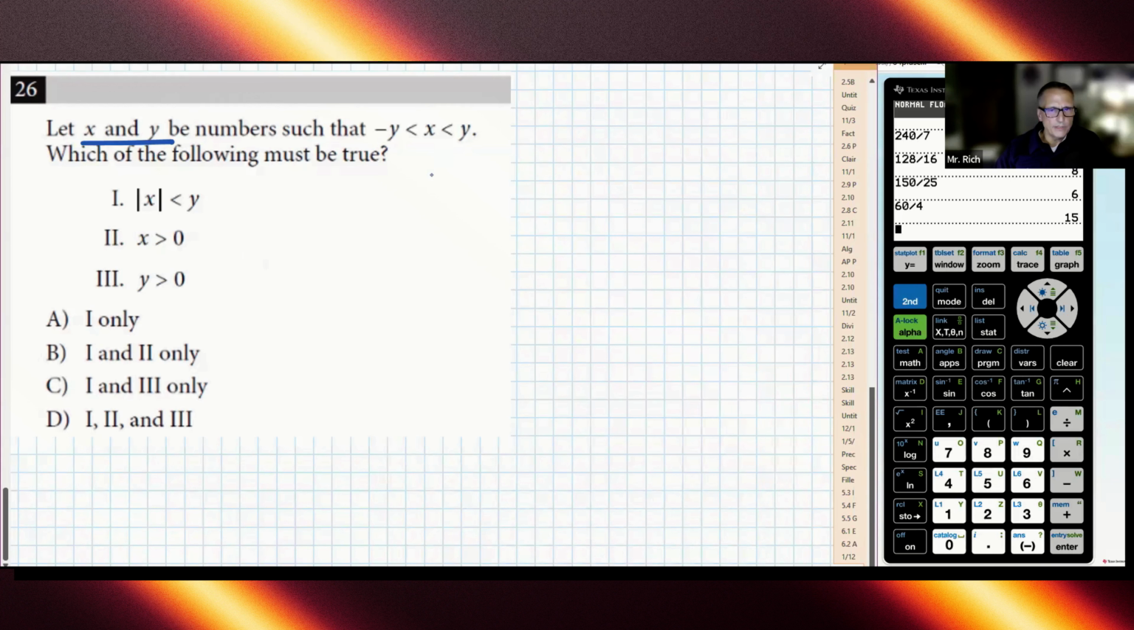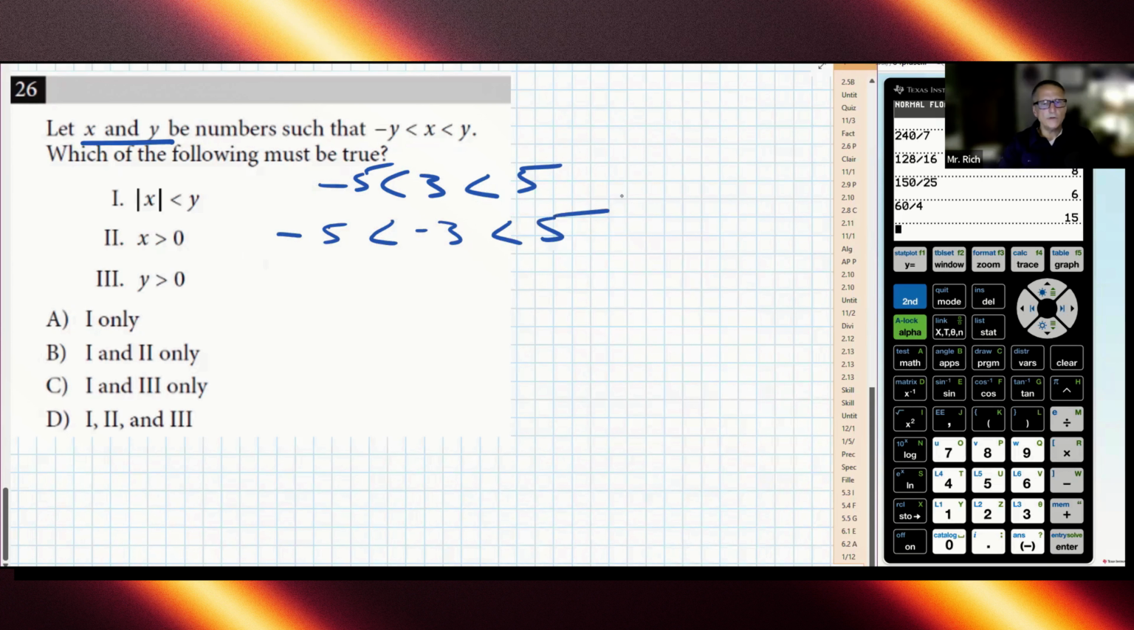So I think what I'm going to do is just come up with a scenario that would be true. Is there another scenario that would be kind of weird? How about this? What if it was -5 less than -3 less than 5? Those would all fit the bill here because they didn't tell me x and y had to be positive. And since I see an absolute value hanging around out here, it stands to reason I probably want x to be both positive and negative to test these cases.